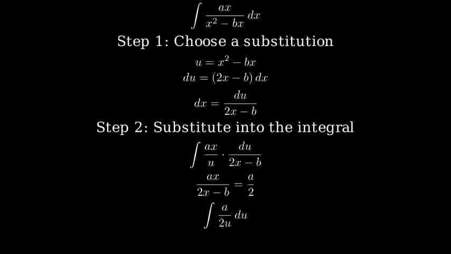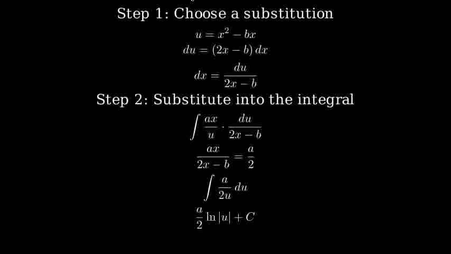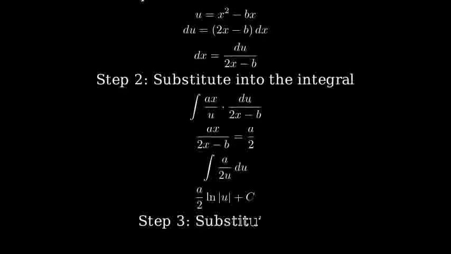The integral of 1 over 2u with respect to u is 1 over 2 times the natural log of the absolute value of u. Finally, let's substitute back u equals x squared minus bx into the expression. So the final answer is 1 over 2 times the natural log of the absolute value of x squared minus b times x plus c. And there you have it.